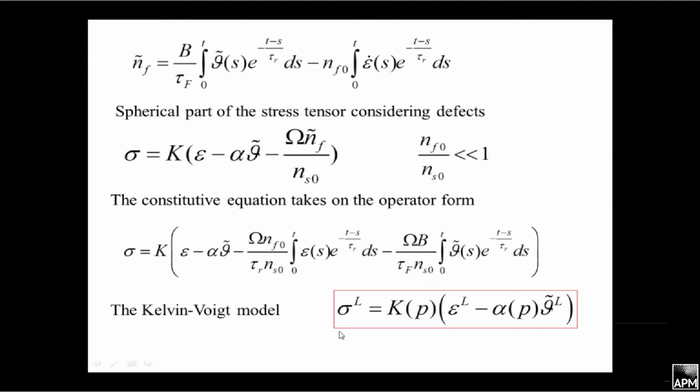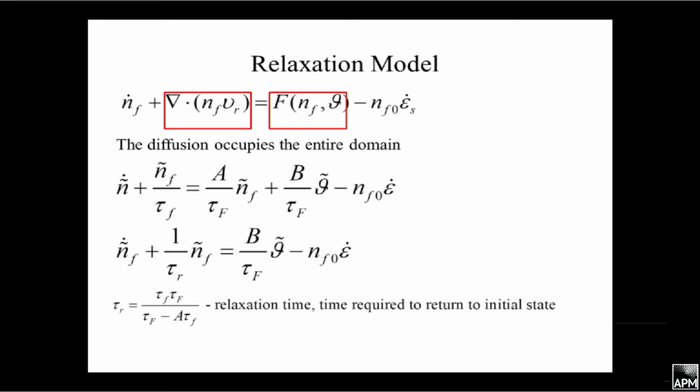It's an operator form. It can be written in the same form as the Neumann relation, but we should pay attention that now the coefficients, I mean the Young modulus and the linear thermal coefficient, are not constant, but have a dynamical character. They depend on this relaxation time.